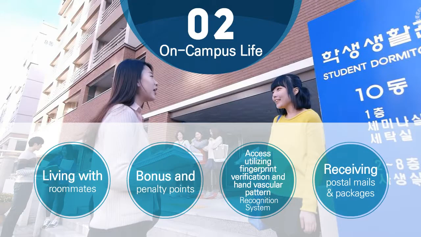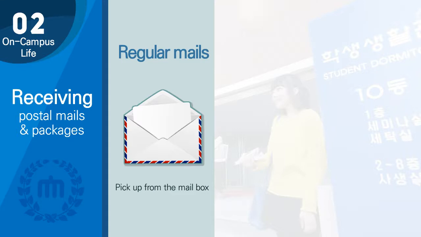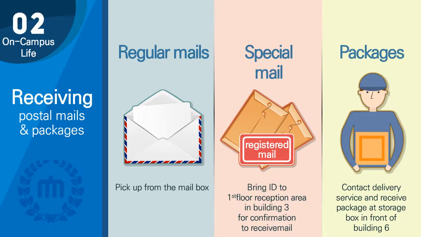You can also receive postal mails and packages. For normal mail, you need to receive them from the mailboxes of each building yourself. For special mail, like registered mail, you need to bring ID to first floor reception area in Building 3 for confirmation to receive mail. In the case of packages, you need to contact the delivery service and receive them at the storage box in front of Building 6.